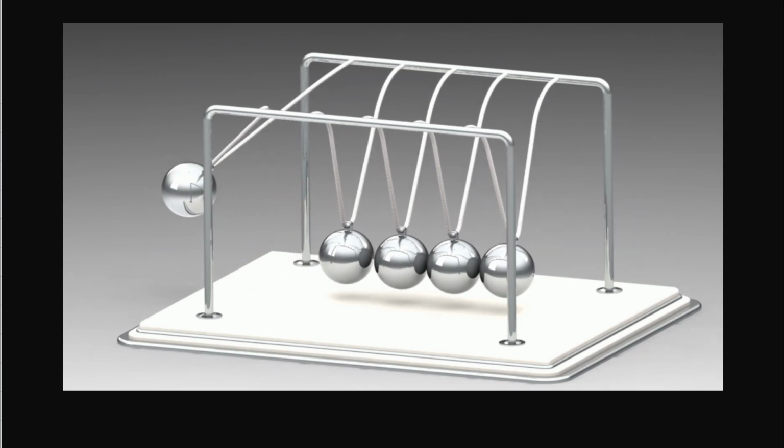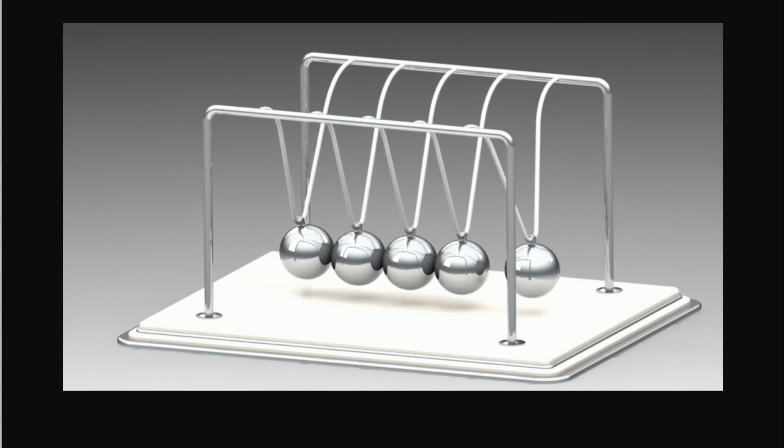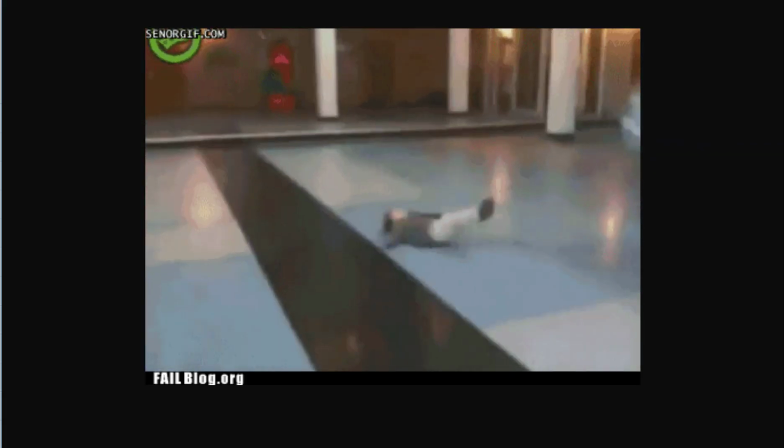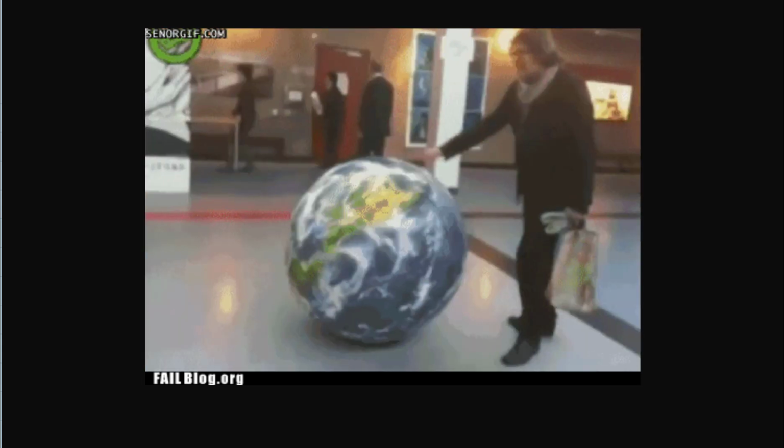Okay, physics fans, what does this image have in common with this image?